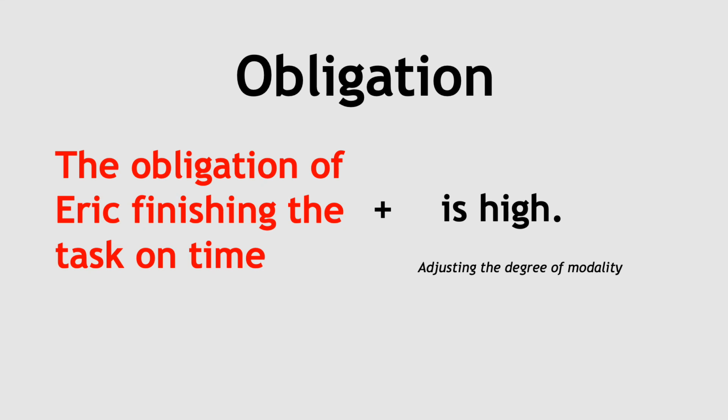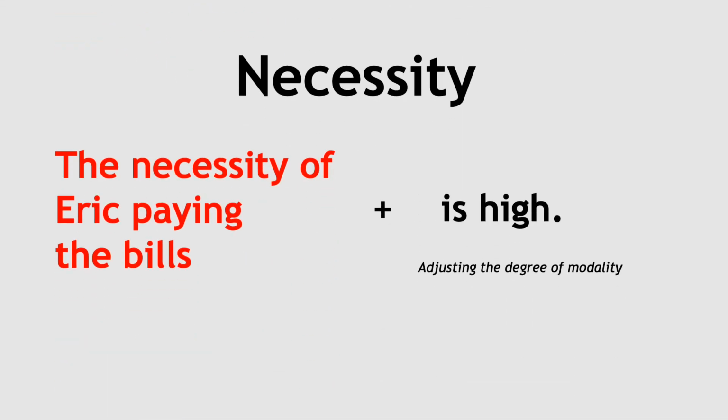Similarly, for obligation, we can say the obligation of Erik finishing the task on time is high. And for necessity, we can also say the necessity of Erik paying the bills is high. So in this case, the main verb inside the sentence would always be singular, because necessity, obligation, and possibility will be singular. Okay, so remember this.